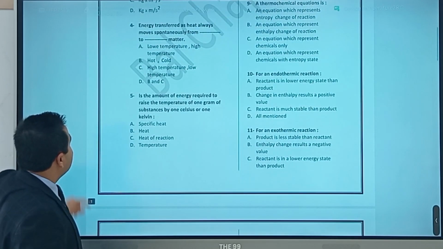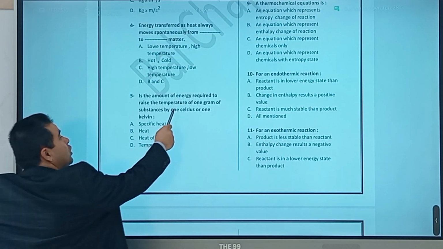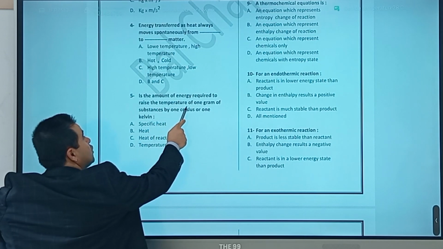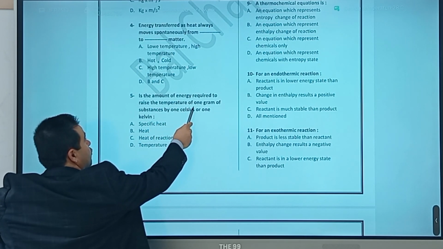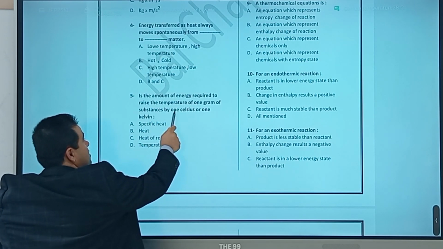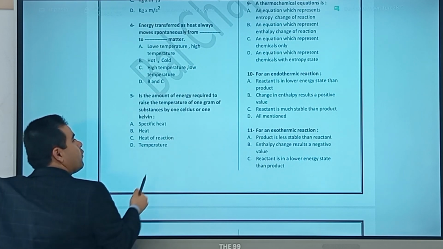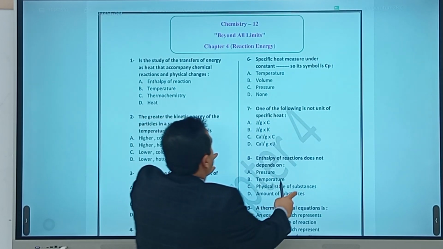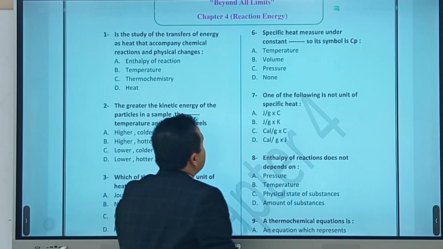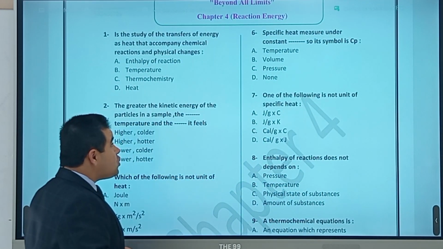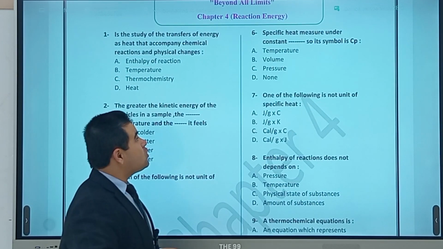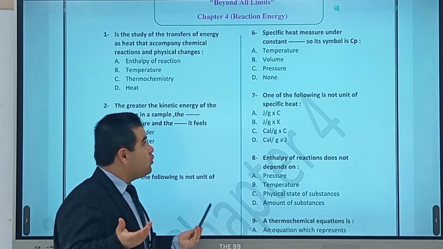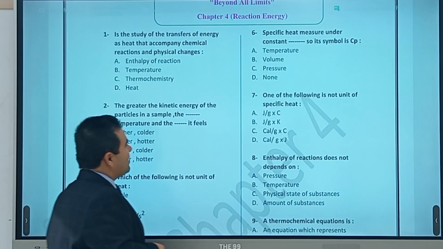Both are true. The amount of energy required to raise the temperature of 1 gram of a substance by 1 Celsius or 1 Kelvin is the specific heat, which represents the absorption capacity of the elements. Specific heat measured under constant pressure has the symbol Cp. C is the correct answer.